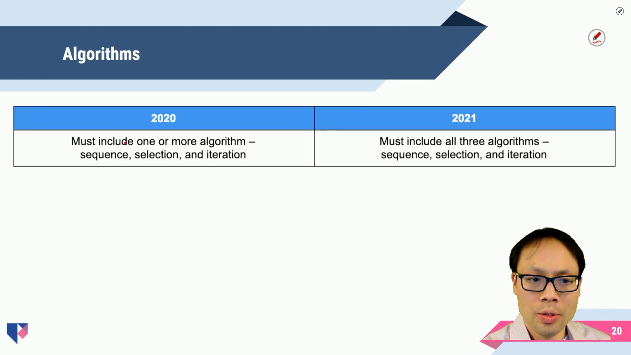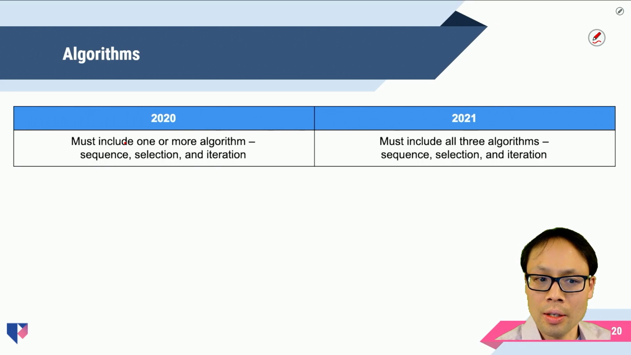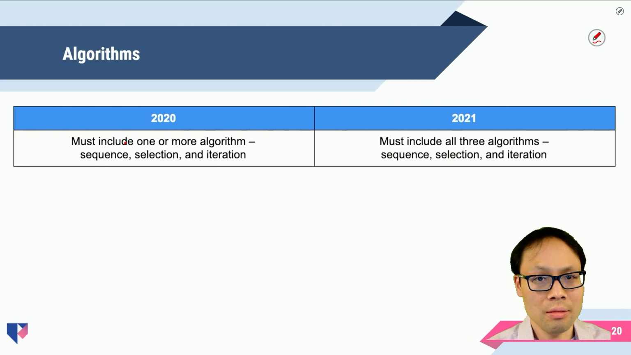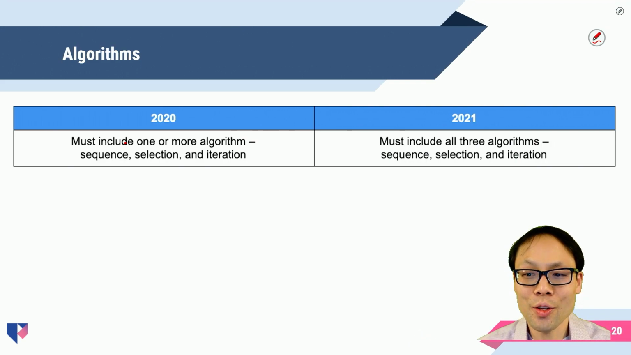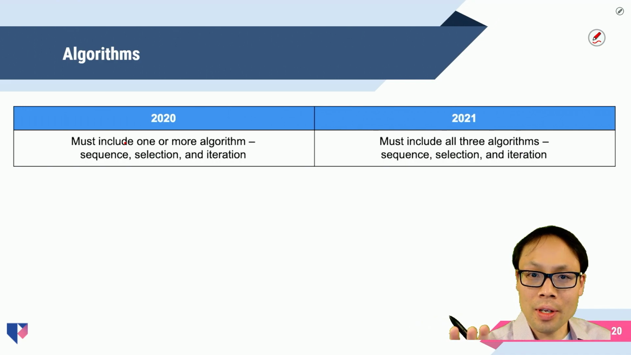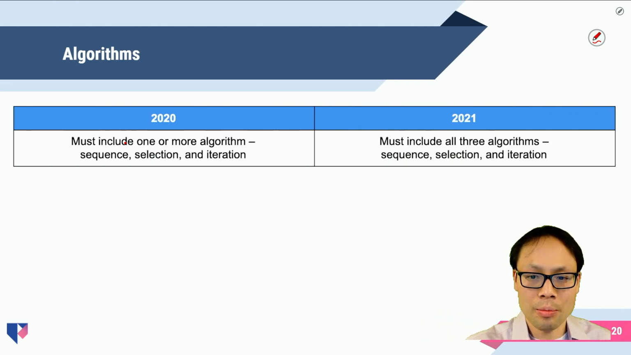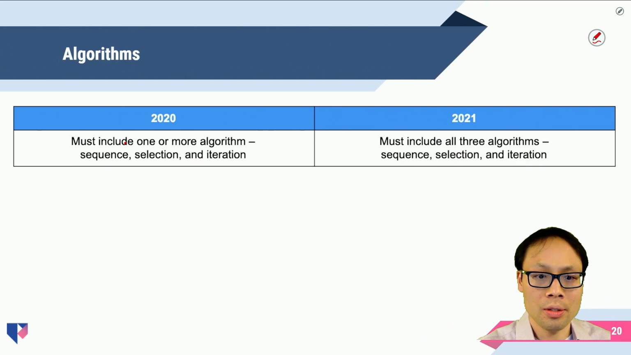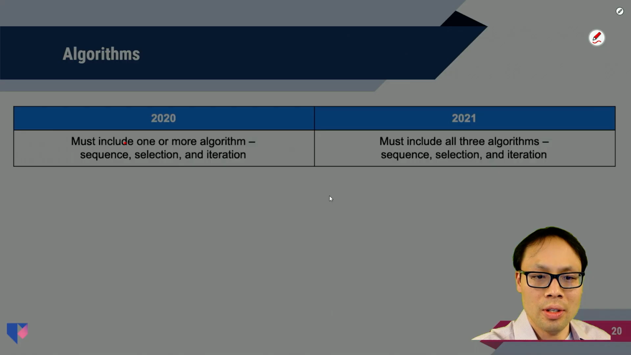The student's program had to include one or more algorithms that included sequence, selection, and iteration. And now going forward, again, a little bit different. Now they're requiring all three there. So the student has to demonstrate sequence, selection, and iteration, all three, not just one. So again, the rigor level is going up there.